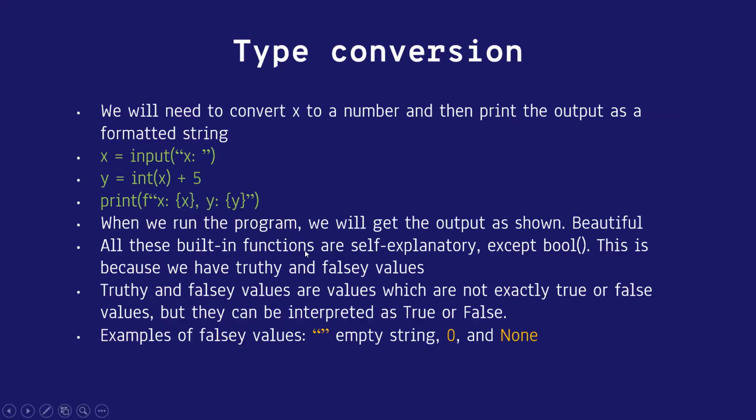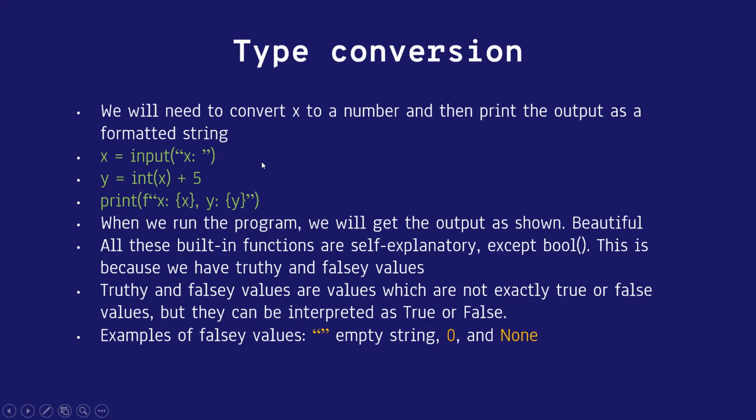We'll need to convert x to a number and then print the output as a formatted string. So that is x equals input, and inside the brackets a label, x. y equals, we convert this x that we've inputted into an integer plus 5. Now print x, which is x, and y, which is this. So in other words, we are using the formatted string to have this. When we run the program, we'll get the output as shown.